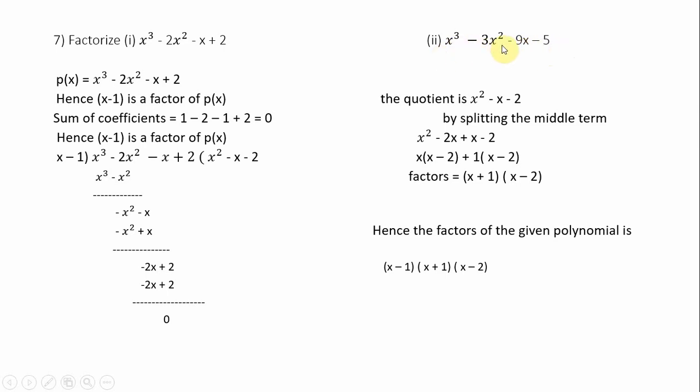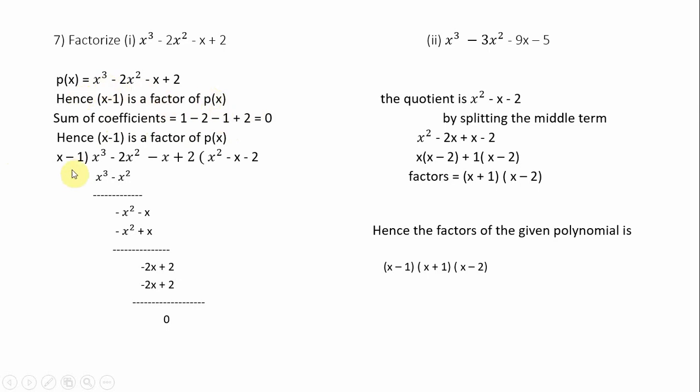Means what? Sum of the coefficients of odd powers of x is equal to sum of the coefficients of even powers of x. Therefore here you can say that x plus 1 is a factor in this question. Second question, x plus 1 is a factor. First question, x minus 1 is a factor. So here the sum of the coefficients, I have done, no, 1 minus 2 minus 1 plus 2 is equal to 0, hence x minus 1 is a factor of it.